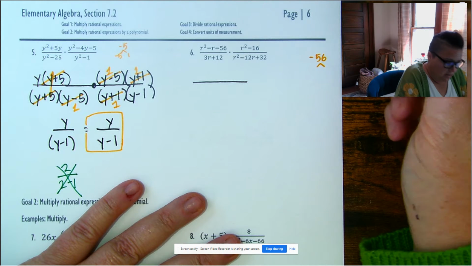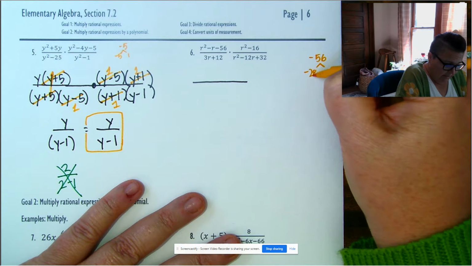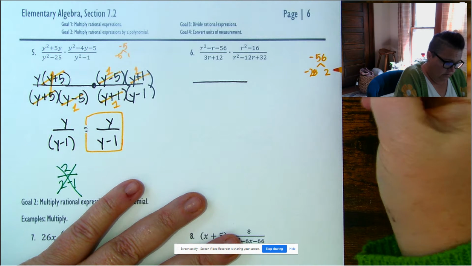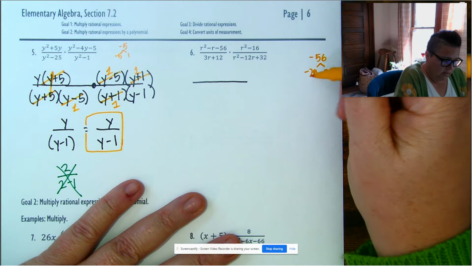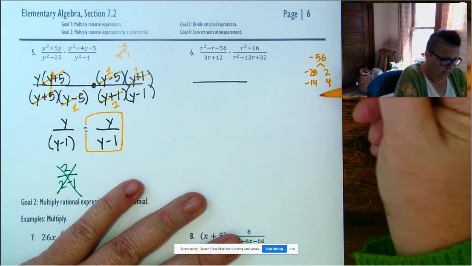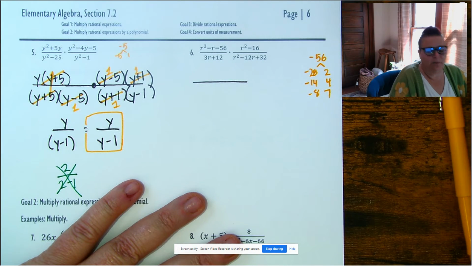What's 56? So it's 2 and 28. So negative 28, and I know it's not 1 and 56, by the way. So 2 and 28, would 4 work? Negative 14 and 4, also not it. Negative 8 and 7 times 6 is 56. I don't know why I didn't think of that.